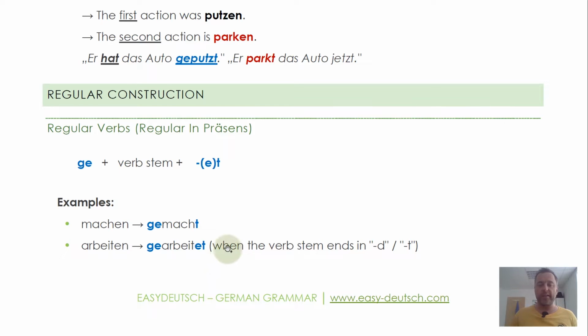Why ET? Because the verb stem ends in D or T. So that's why we have to add another E here, because a double T would change the pronunciation, and DT as well. So that's why we have to add this E here in between. But if there's no T, no D, it's just the T.